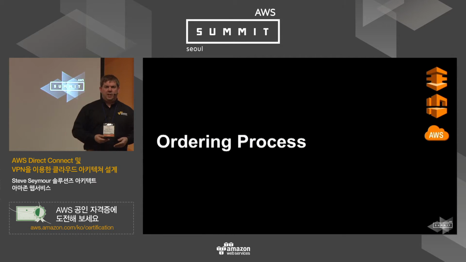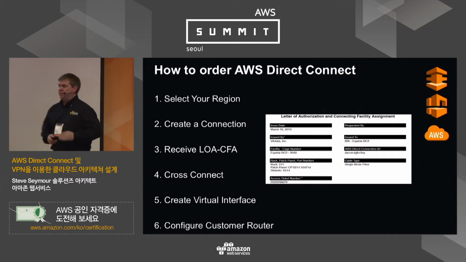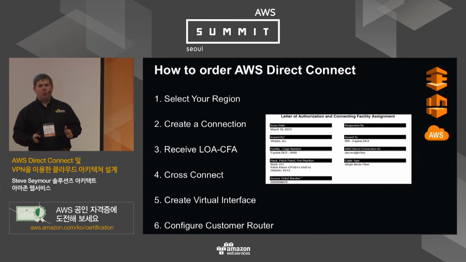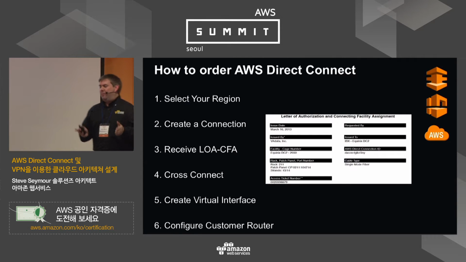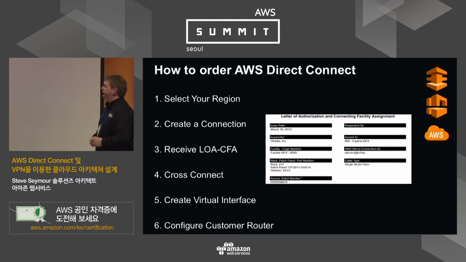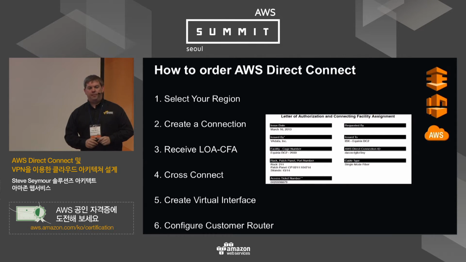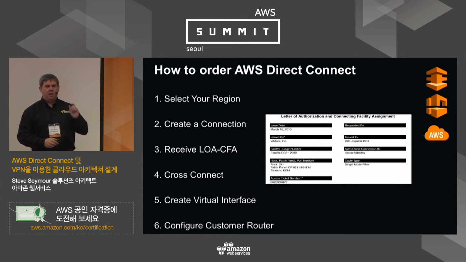So how do you order Direct Connect? What is the process to get it installed to connect to your network? Well, there are 6 steps. And the first one, and it's really important, is to choose the correct region. The amount of people that I have spoken to that have ordered a Direct Connect on the other side of the planet by mistake, make sure you choose the right region. Next, in the console, you're going to click the button that says Create a Connection. You choose the location that you want that connection to be present in, and then you click Submit.